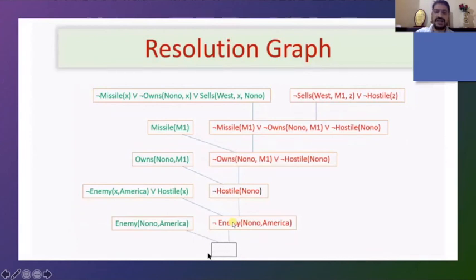So once we get null, it means that whatever assumptions we have taken at the very beginning are true. Whenever we get null at the very bottom, we say that we have proved what we assumed earlier. So that process is called resolution proof, using resolution.